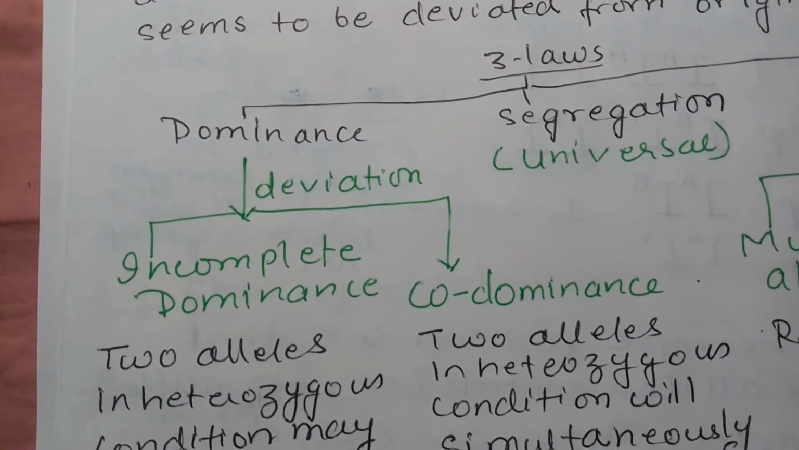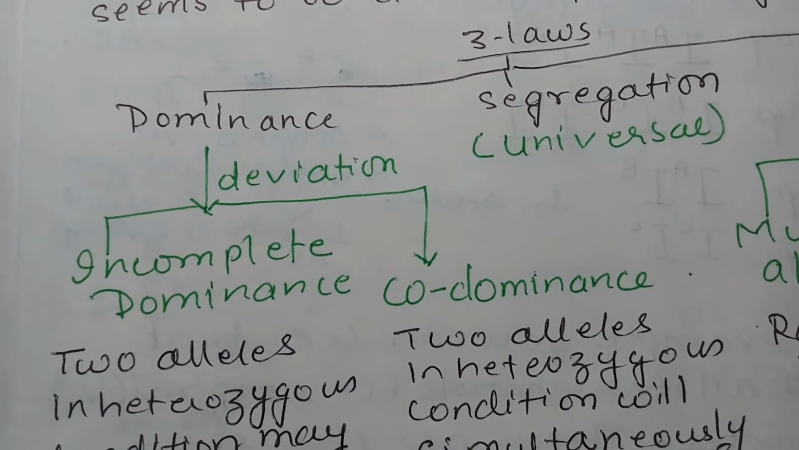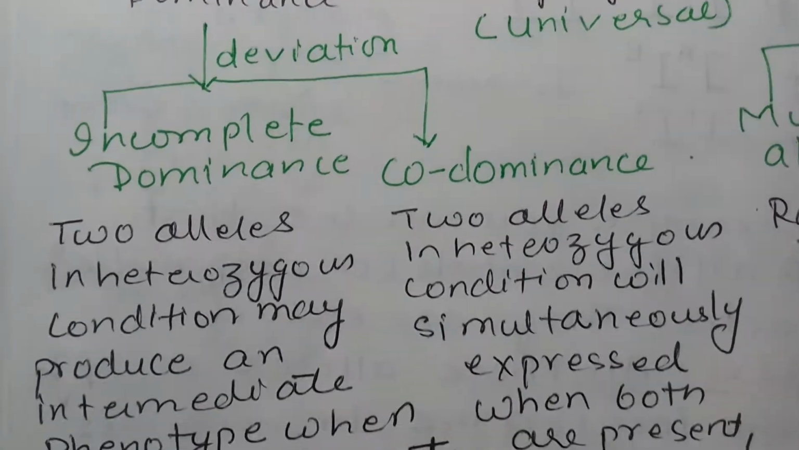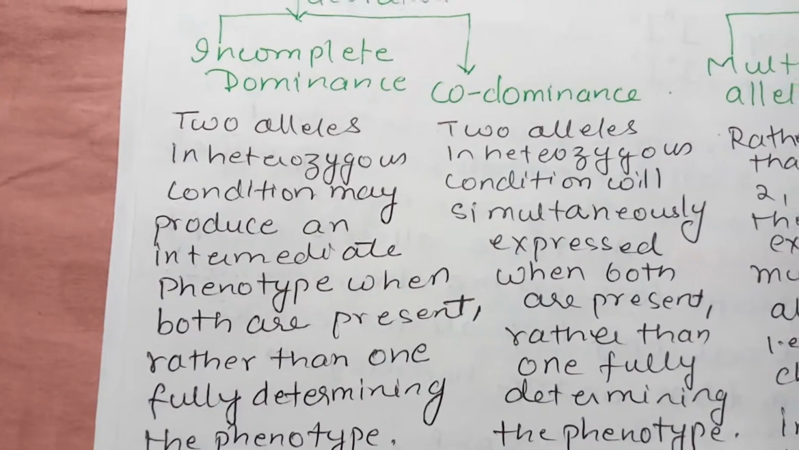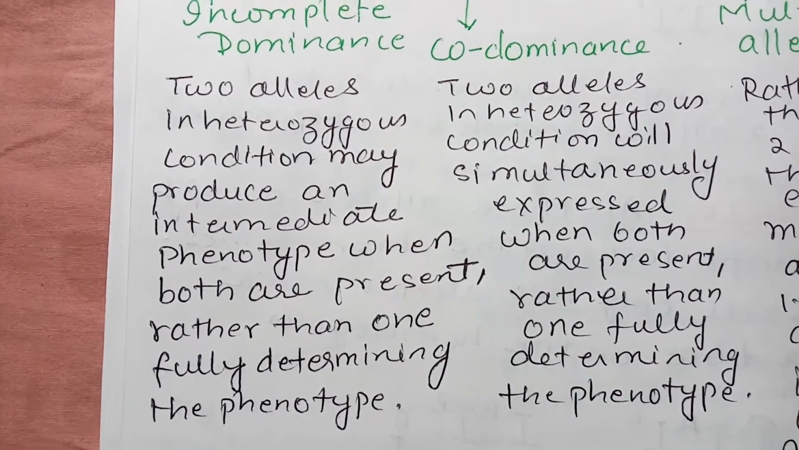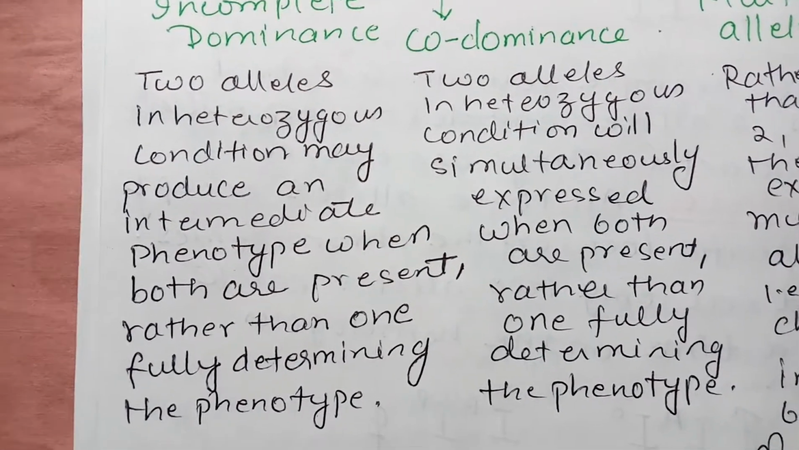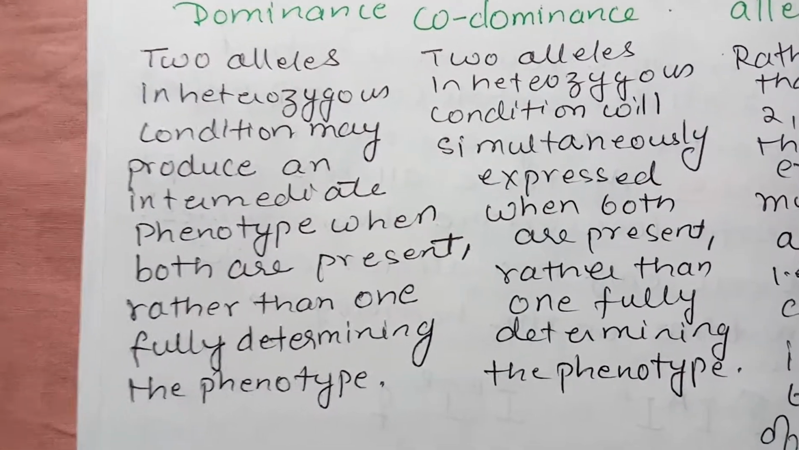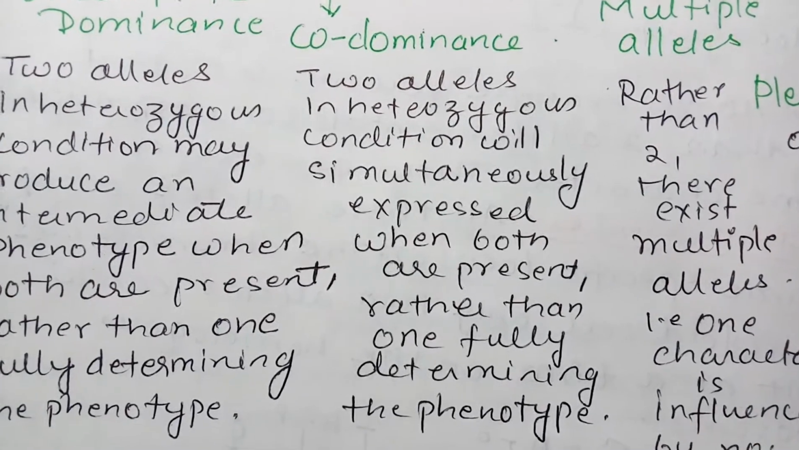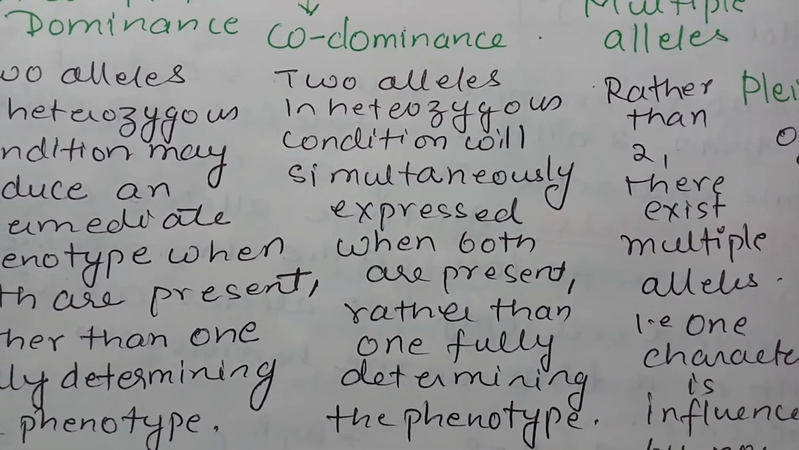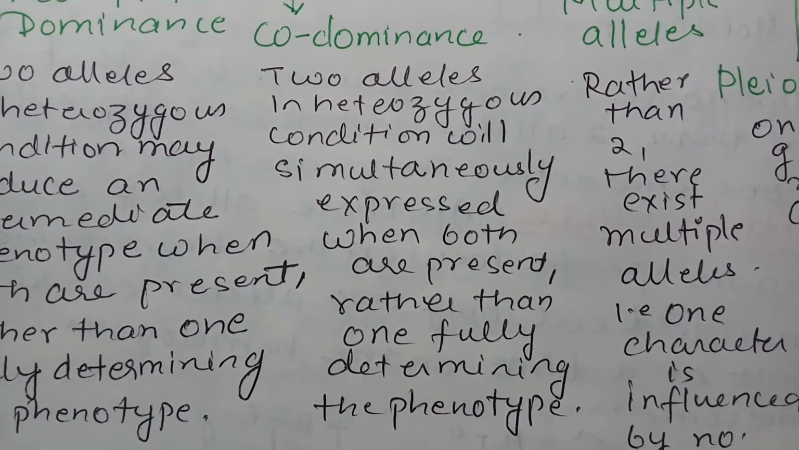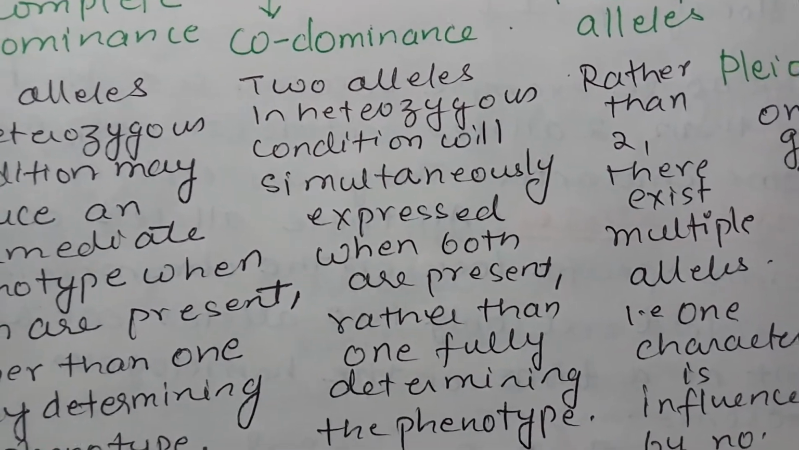Now if you look at the law of dominance, the deviation is observed in 2 different forms: incomplete dominance and codominance. In incomplete dominance, the 2 alleles in heterozygous condition may produce an intermediate phenotype when both are present rather than one fully determining the phenotype. In codominance, the 2 alleles in heterozygous condition will be simultaneously expressed when both are present rather than one fully determining the phenotype.